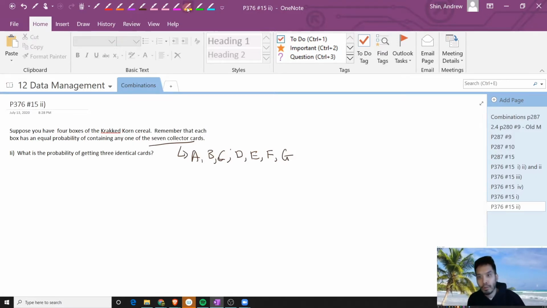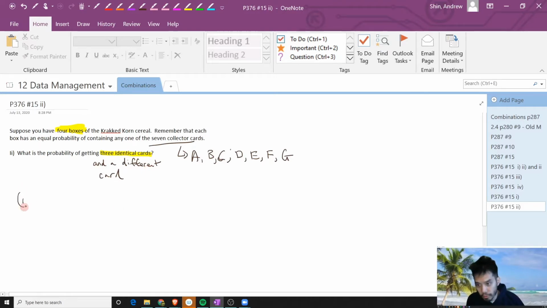Now, I'm going to highlight this one part because it's a very popular mistake. You're still collecting 4 boxes. So even if you're getting 3 identical cards, there's something unwritten here. You're getting an A and a different card here. Okay, you're looking for exactly 3 identical cards. That means you need a different card.